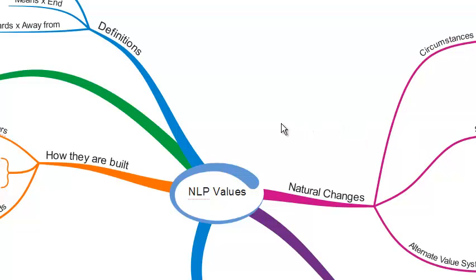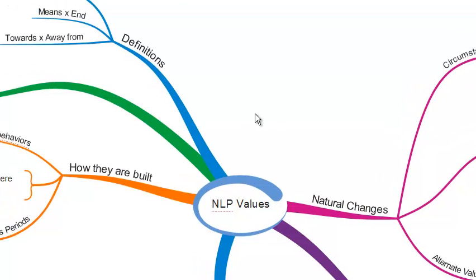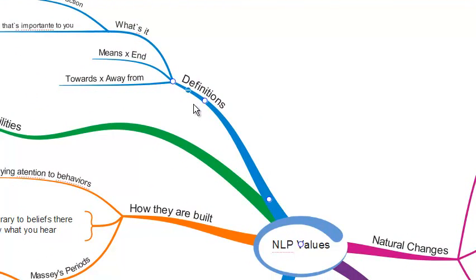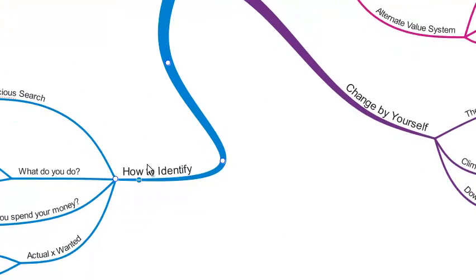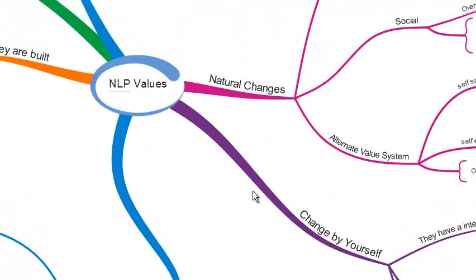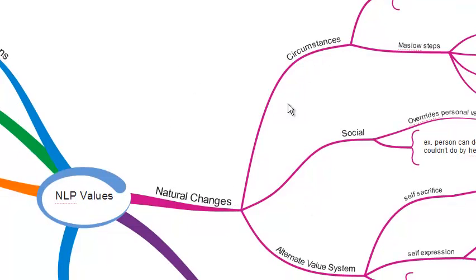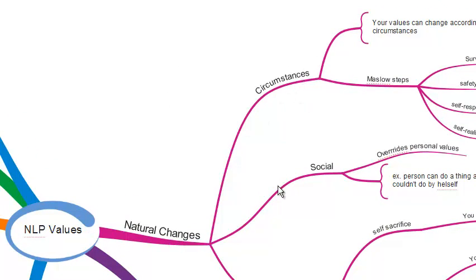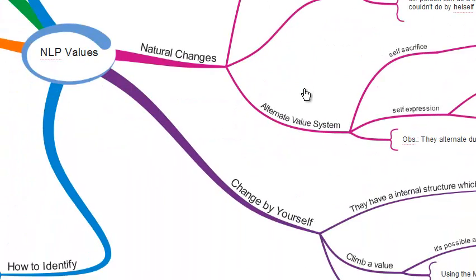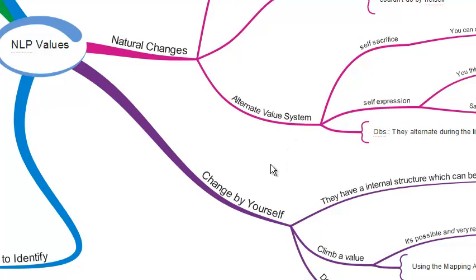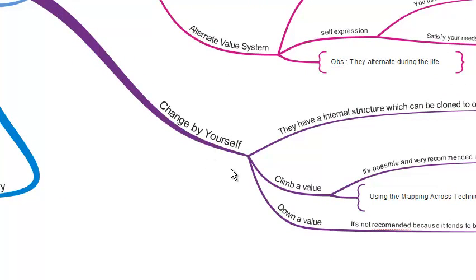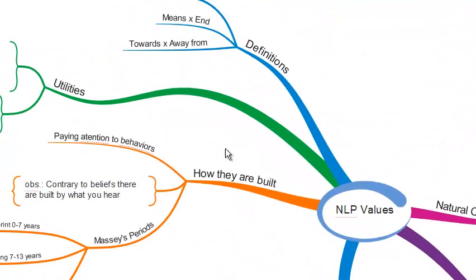Okay, let's take a class about NLP values. I want to explain the definitions, utilities, how values are built, how to identify your own values, and how they change during life. Your values can change with circumstances and social environments, and according to your goals, you can change your values by yourself. It's more or less like that.